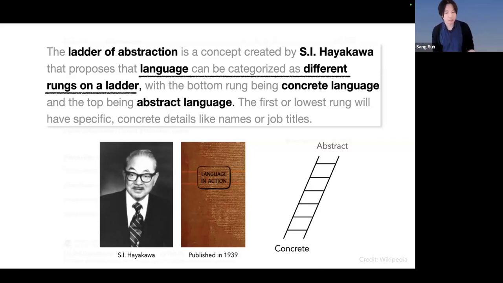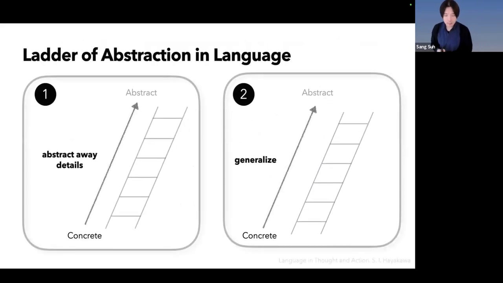And he was an English professor, so his research was on language. That's why he approached the ladder of abstraction from the language perspective, right? And he provided these two examples in his book, which I'll talk about.